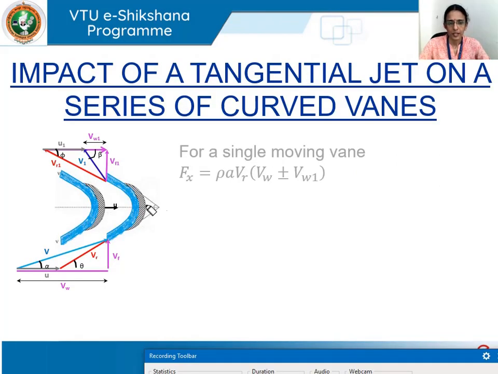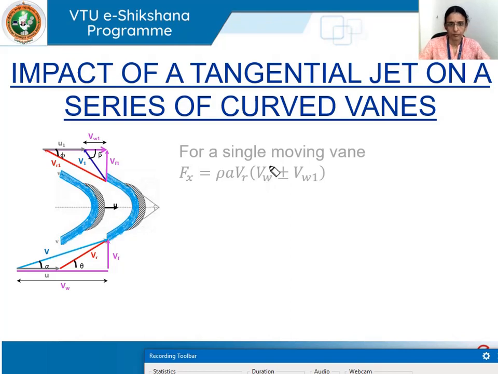When we discuss the case of a single moving vane, we have seen that the force exerted by the jet on the vane is expressed in terms of the relative velocity. So, Fx is rho a vr into (vw plus or minus vw1), where vw and vw1 are the velocity of whirl at the inlet and the outlet respectively, and this can be obtained by drawing the velocity triangle.